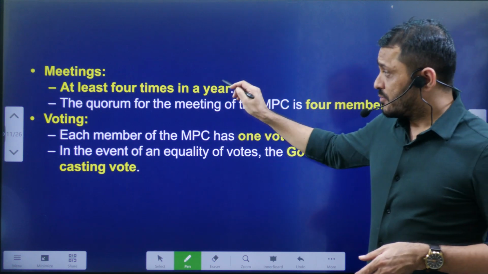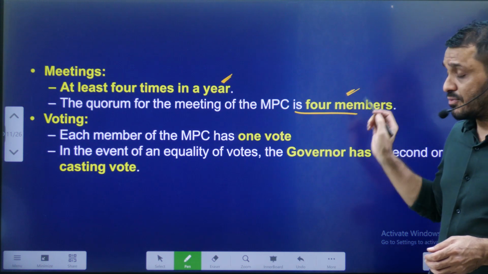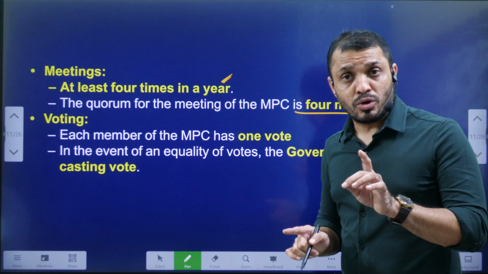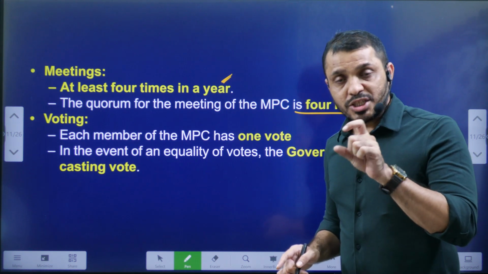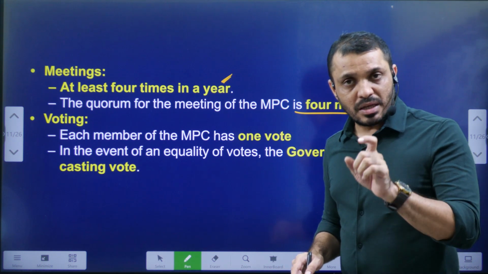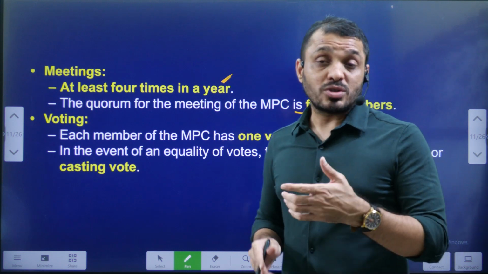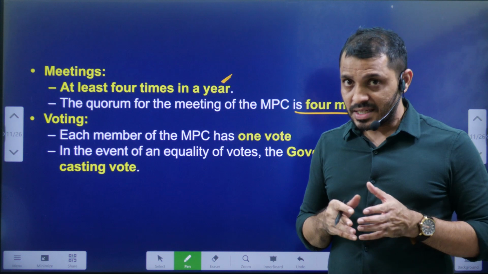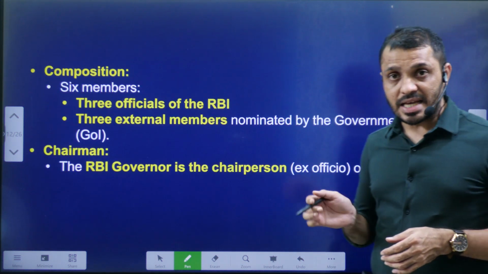Meetings are generally held 4 times in a year. The quorum for the meeting is at least 4 members. Voting: each member will have 1 vote. In case there is an equal vote or tie, then obviously the chairman of the Monetary Policy Committee will have a casting vote. Same as we discussed for the Lok Sabha Speaker and Rajya Sabha Chairman, where the presiding officer can exercise the casting vote. Here also the chairman of the Monetary Policy Committee can exercise the casting vote.